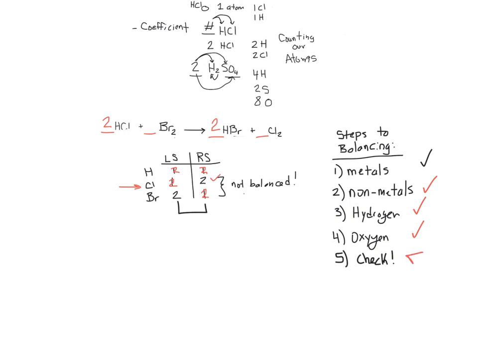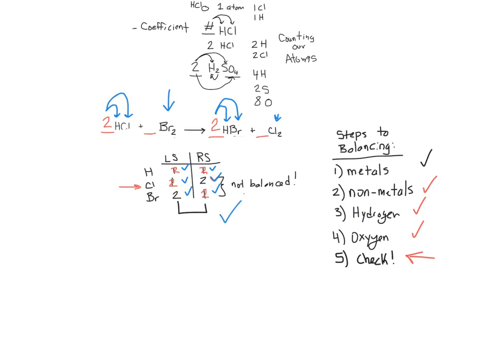And now we need to check. So to check, what I'm going to do is just double check. So, counting this way, I have 2 hydrogen, check. And then I go to the other side, I have 2 hydrogen over here. Back to the left-hand side, I have 2 chlorine, and I have 2 chlorine right here. Bromine, I have 2 right here, and I have 2 bromine right there. So 2, 2, 2, 2, 2, it is now balanced.